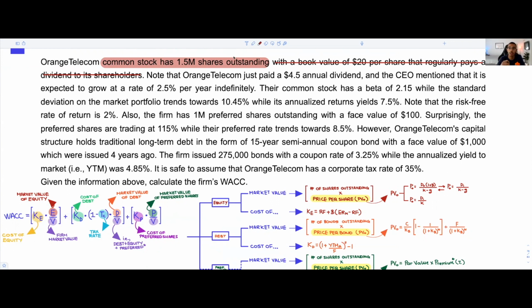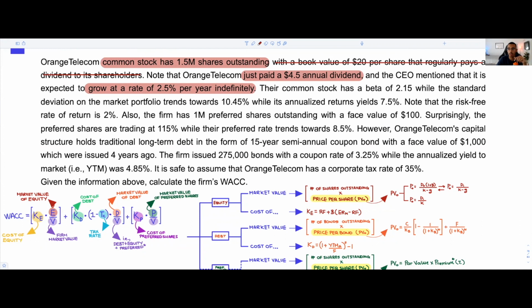Now, if we move on to the next sentence, they're letting you know that Orange Telecom just paid a $4.50 annual dividend per share, and the CEO mentioned that it is expected to grow at a rate of 2.5% per year indefinitely, so forever. So just paid a dividend of $4.50 is amazing. A growth rate of 2.5% is exactly what we care about. That's going to happen forever, because that's information that we could plug into our constant growth DDM formula, my bad.